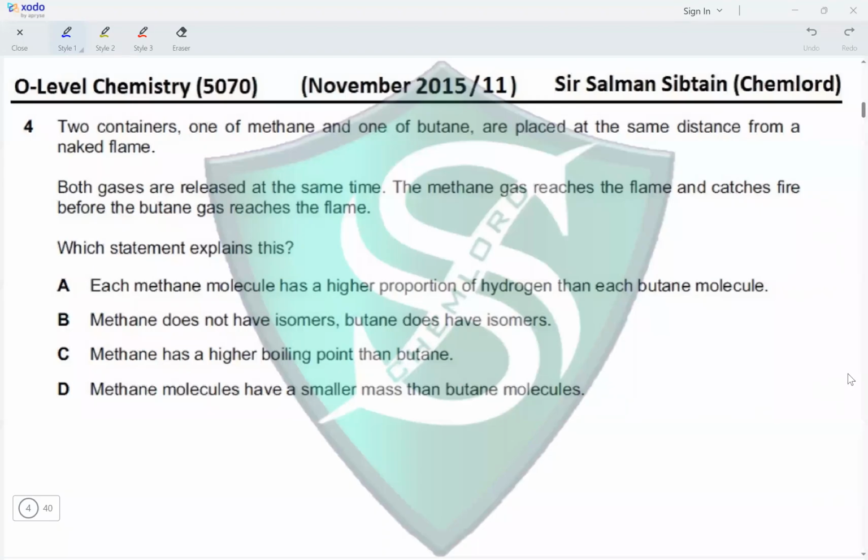Question 4. Two containers, one of methane and one of butane, are placed at the same distance from a naked flame. Both gases are released at the same time. The methane gas reaches the flame and catches fire before the butane gas reaches the flame. Which statement explains this? Each methane molecule has a higher proportion of hydrogen than each butane molecule. No, methane is CH4, butane is C4H10.